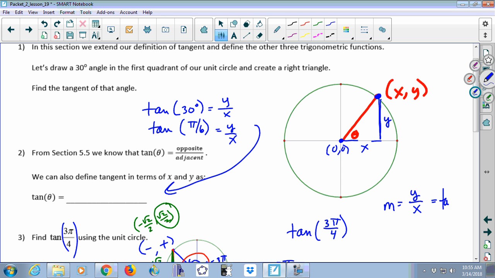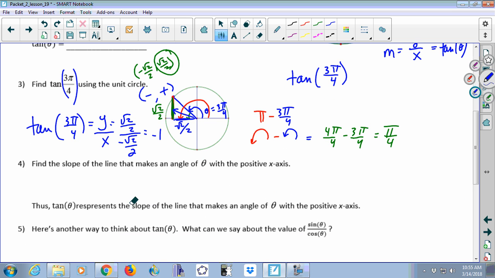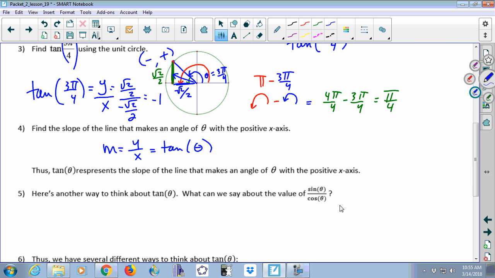Tangent of theta, right. So the tangent of theta also represents the slope. It's another way to think about it. So the slope is y over x, which is also our definition for the tangent of theta. So the tangent represents the slope that a line makes with the angle theta in the positive x-axis. Okay.